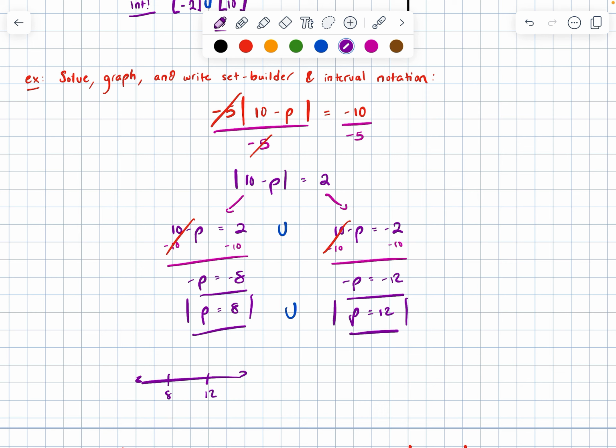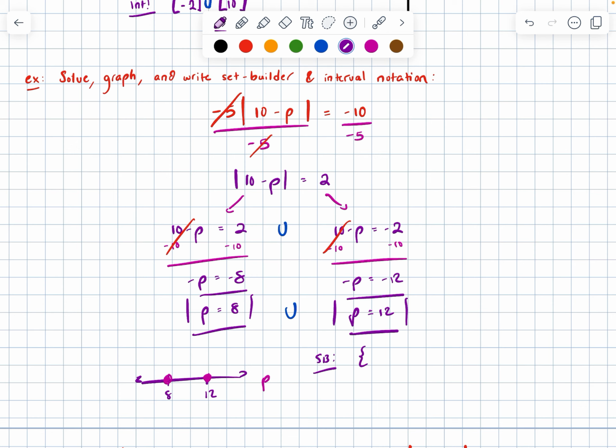On our number line, the two things that need to go on the number line are 8 and 12. So I'm going to put 8 and 12 on my number line. I'll label my variable p if I want to. Again, don't have to. Both of them are equal to, so both of them get a closed circle. And then I don't have anything to the left or the right. These are the only two things in my number line. That's my graph. We'll end with our set builder and interval notation.